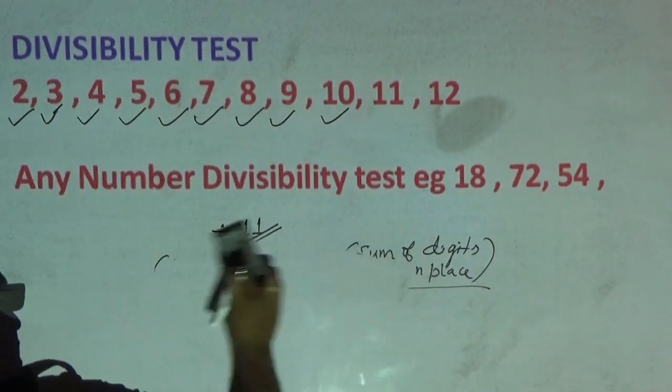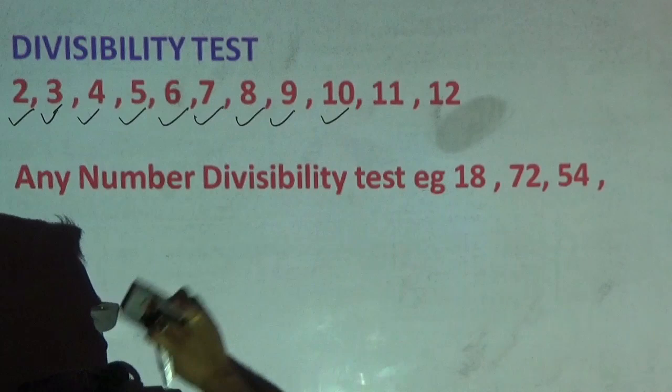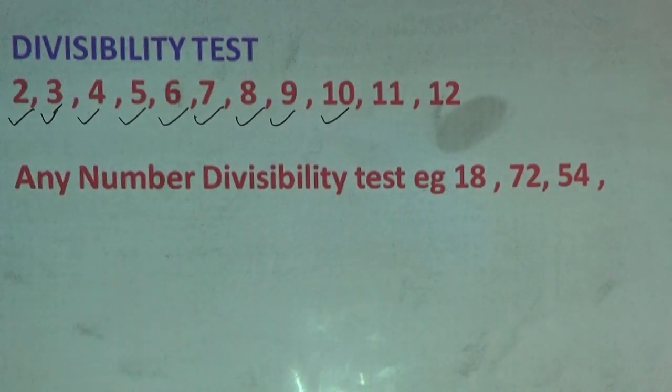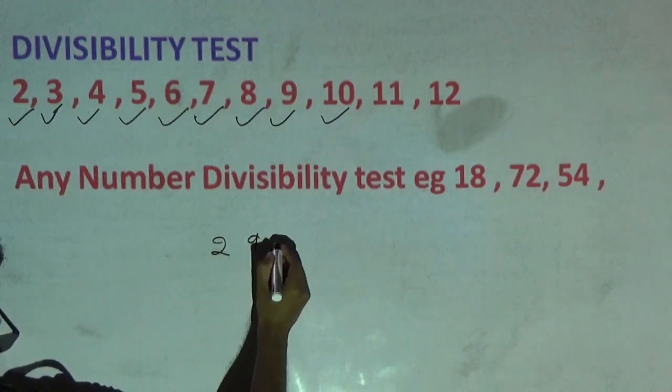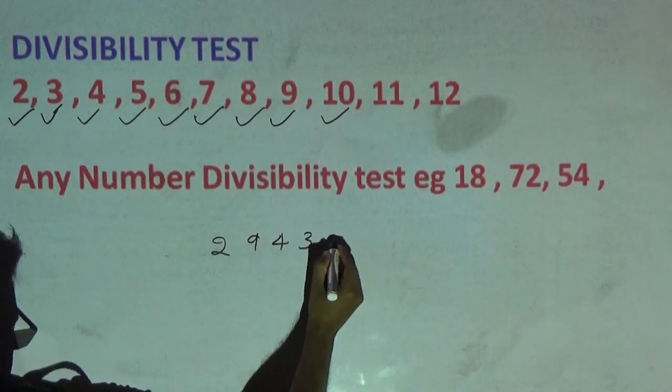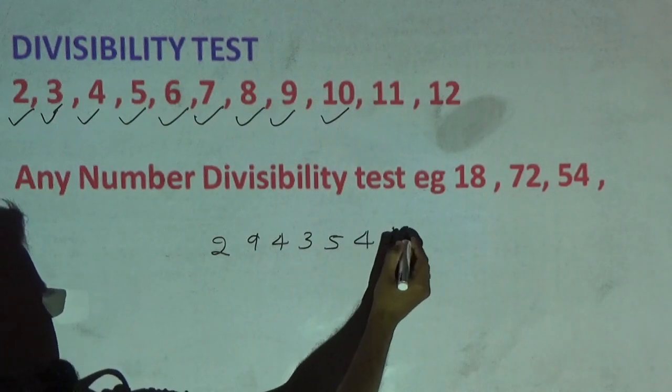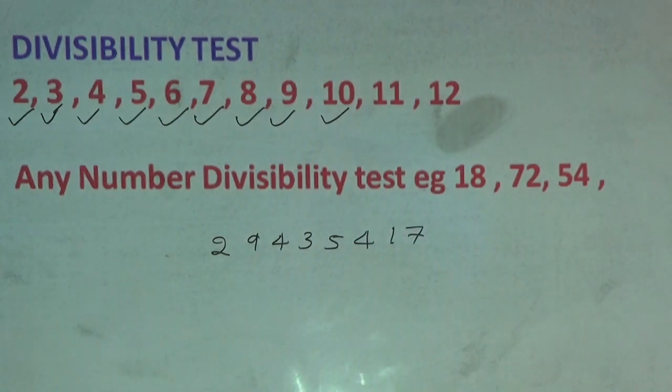So I will take one example, and I will explain how to check a number is divisible by 11 or not. So I will give an example now. I am writing 2943541. So I want to check whether this number is divisible by 11 or not.